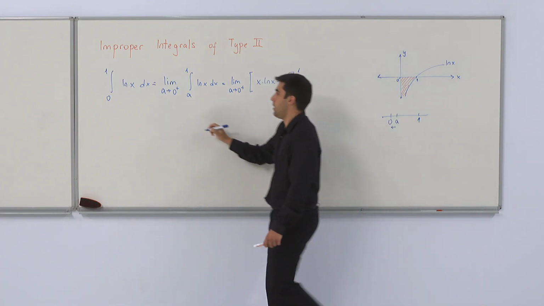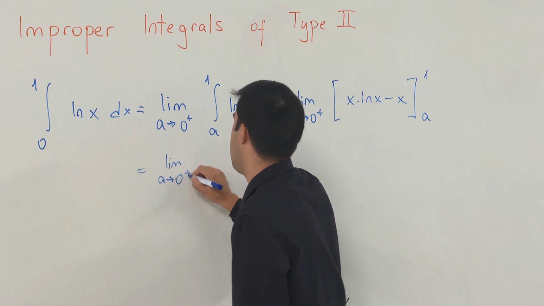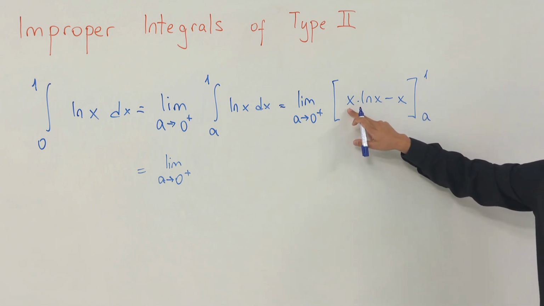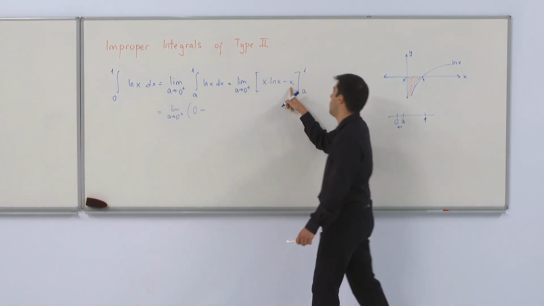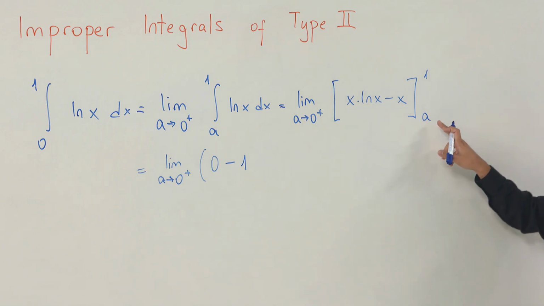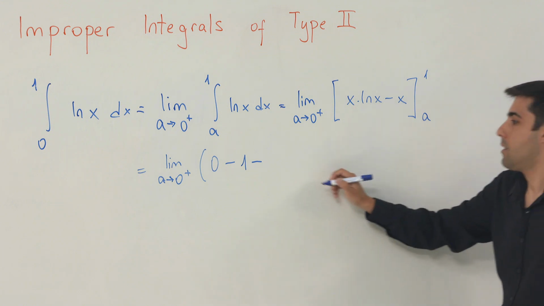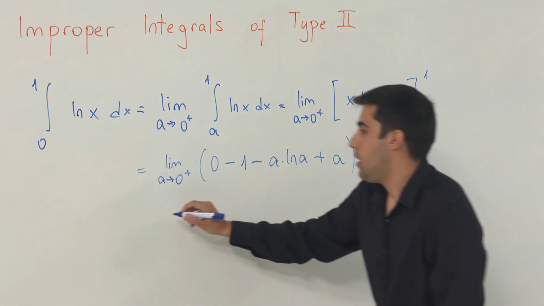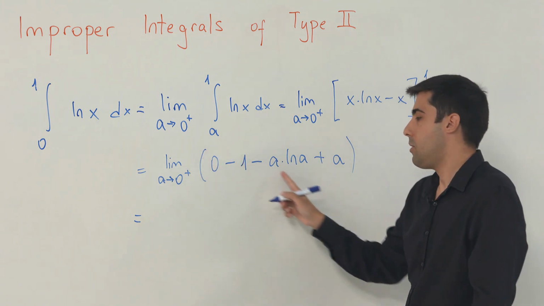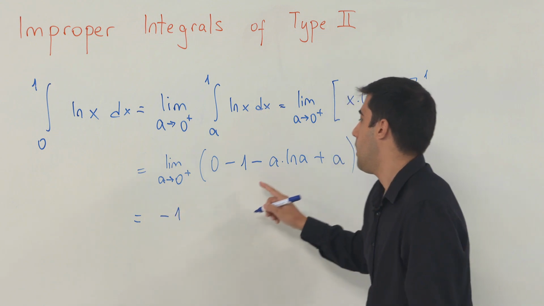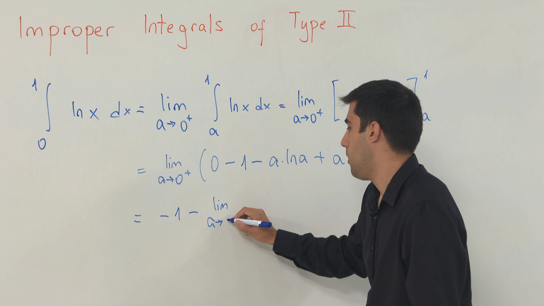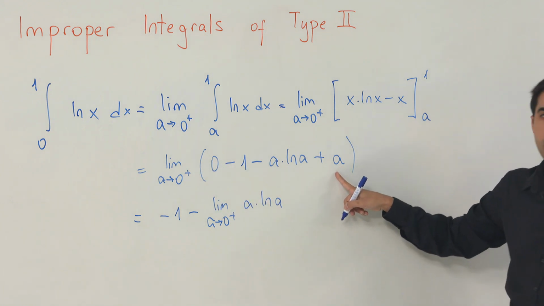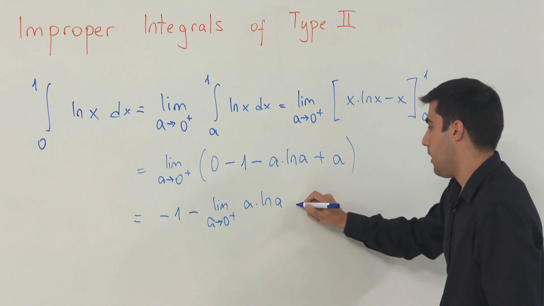Now let's put the limits. Limit as a goes to 0 from the right. First the upper limit: if we plug in 1 for x, we have 1 times ln 1, which is 0. 0 times 1 is 0. So I have 0 minus 1. Then going to the lower limit, I have the minus sign in front, then a times ln of a, minus minus makes plus a. Because limit is a linear operator, I can distribute it over the sum or difference, so I have minus 1 and then minus the limit as a goes to 0 from the right hand side of a times ln a. Then I have the limit as a goes to 0 of a, which is 0, so I don't need to write it. And let's see what we have here.